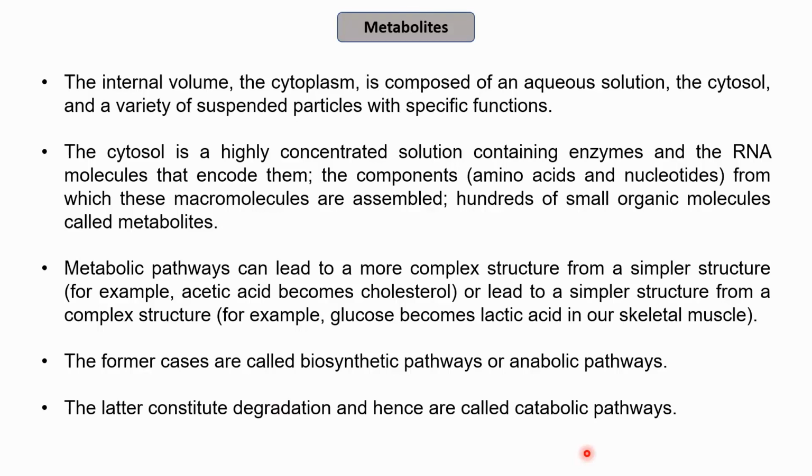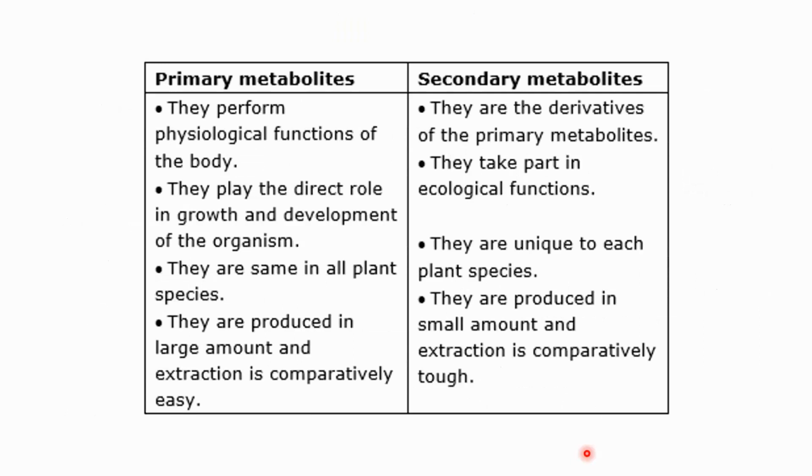And the molecules that take part in these metabolic pathways, the small organic molecules that take part in these metabolic pathways, are known as the metabolites. So metabolites may be of two types, primary metabolites and secondary metabolites. So the basic difference between these is that primary metabolites, as the name suggests, are the primary thing which is needed by the cell. So they perform the physiological functions of the body. So they are very important, while secondary metabolites are the derivatives of the primary metabolites.